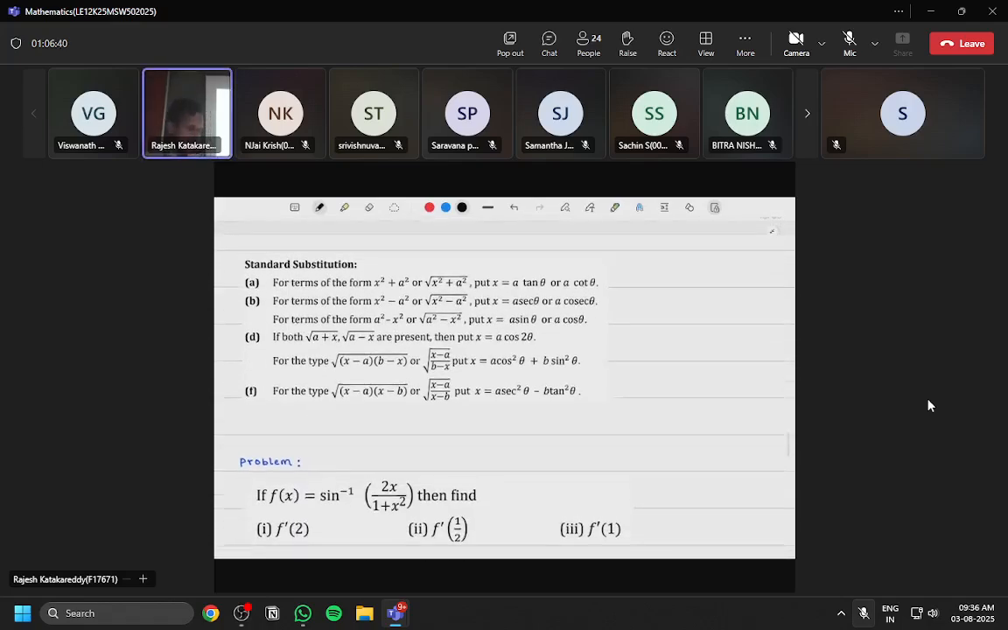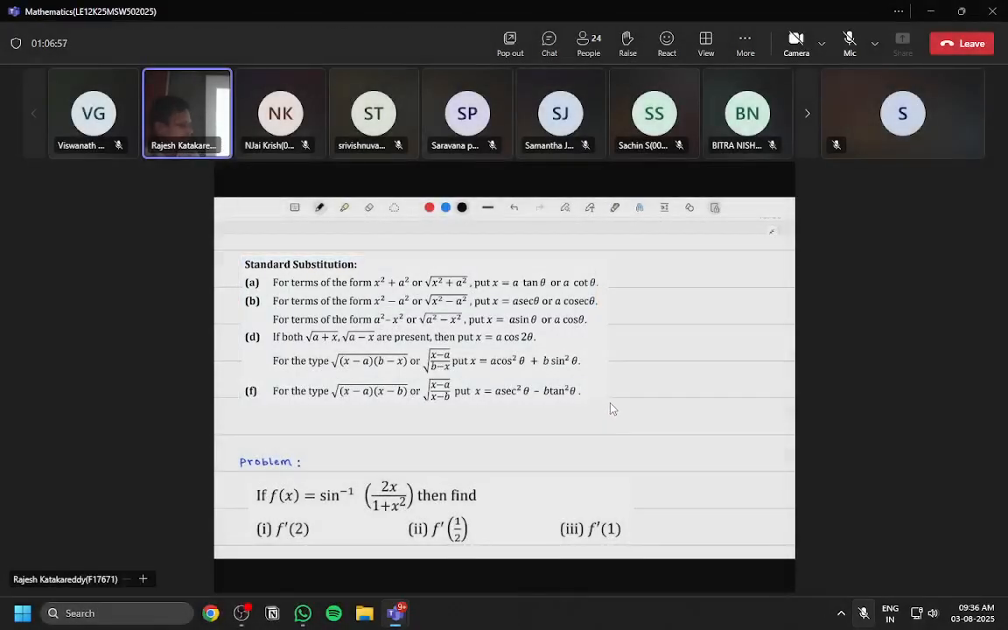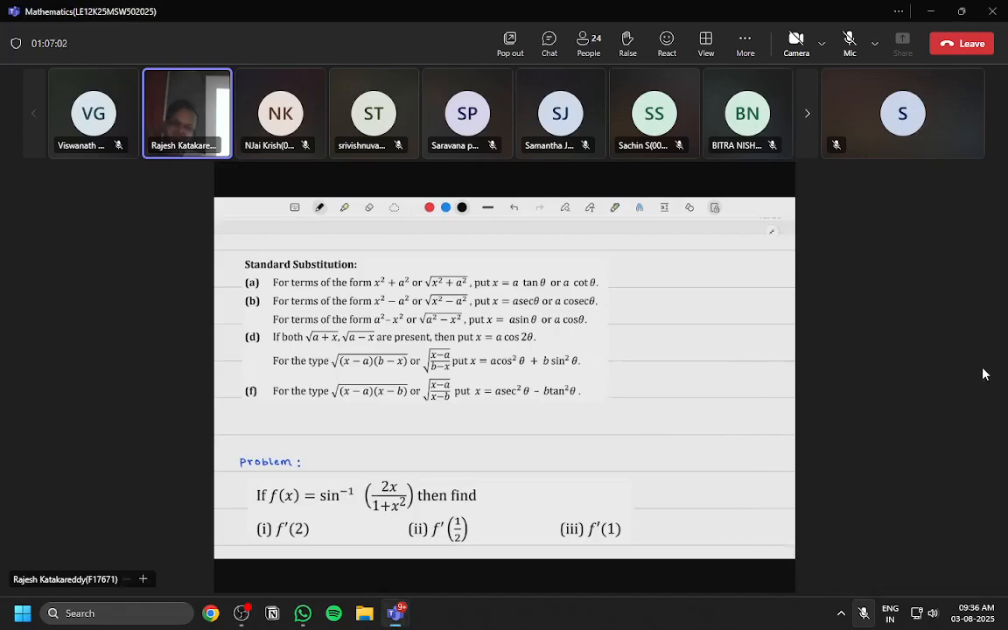So this was the table, or small thing, I am talking about. Maybe this might help you in integrations as well. If you have x square plus a square, and then square root of x square plus a square, there I can substitute x is equal to a tan theta or a cot theta. All these substitutions are actually born from basic trigonometric identities, right? Secant square theta minus tan square theta is equal to 1. If you have secant square theta minus 1, that can be written as tan square, or vice versa.